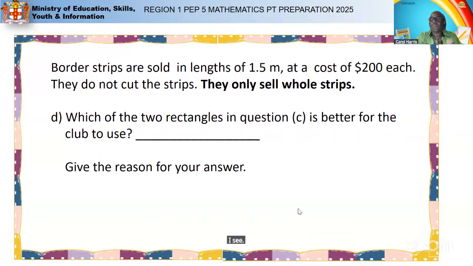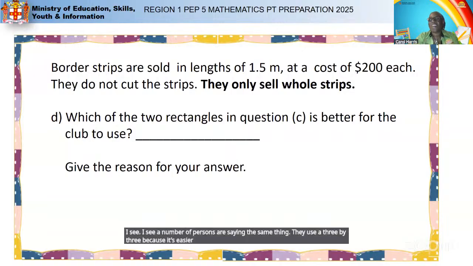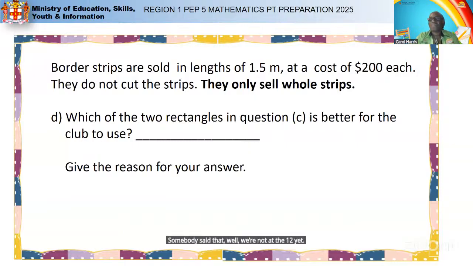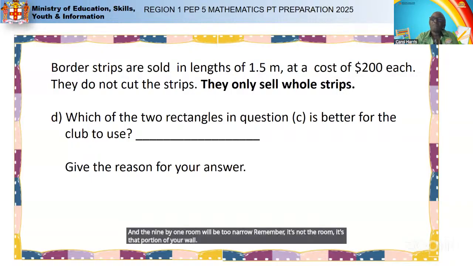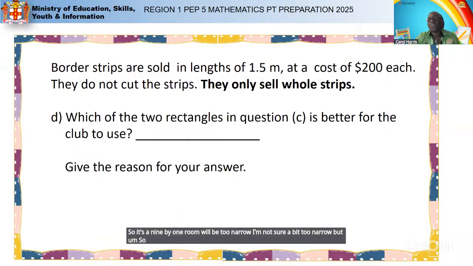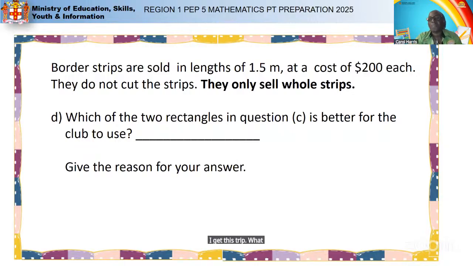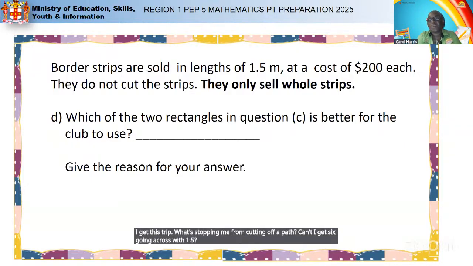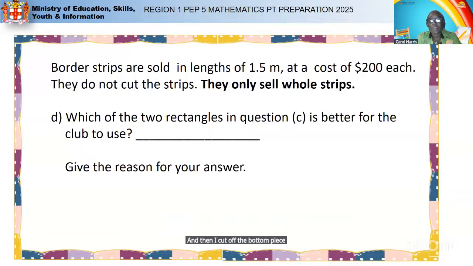I see a number of persons are saying the same thing. They'd use a 3 by 3 because it's easier to divide into 1.5. Somebody said that the 9 by 1 room will be too narrow. Remember, it's not the room, it's a portion of your wall. I'm not sure why it'll be too narrow. Why can't I cut off a part? When the 9, can't I get 6 going across with 1.5 and then cut off the bottom piece? Just asking for a friend.